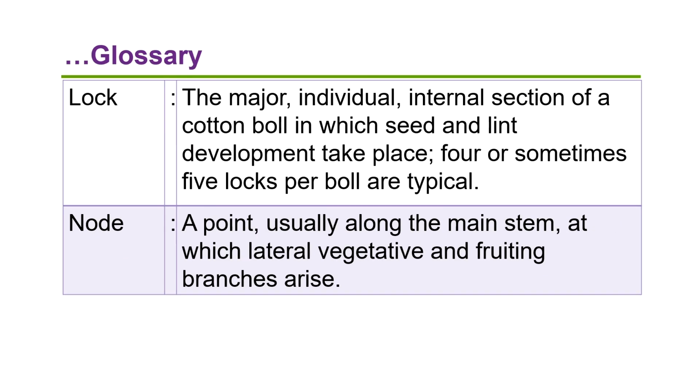Lock, the major individual internal section of a cotton boll. Cotton boll is actually the fruit in which seed and lint development take place. So seed, I think you understand, and lint is fiber. Four or sometimes five locks per boll are typical in cotton. Node, a point usually along the main stem at which lateral vegetative and fruiting branches arise. So all kinds of branches, whether they are fruiting branches, sympodal, or vegetative branches, monopodal, they emerge from the nodal part.